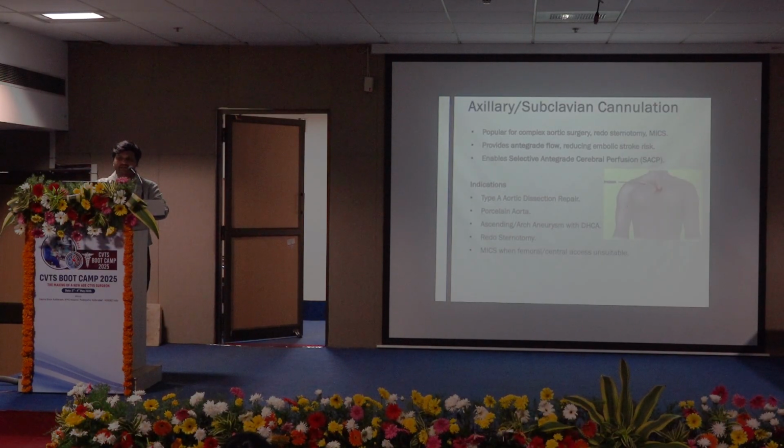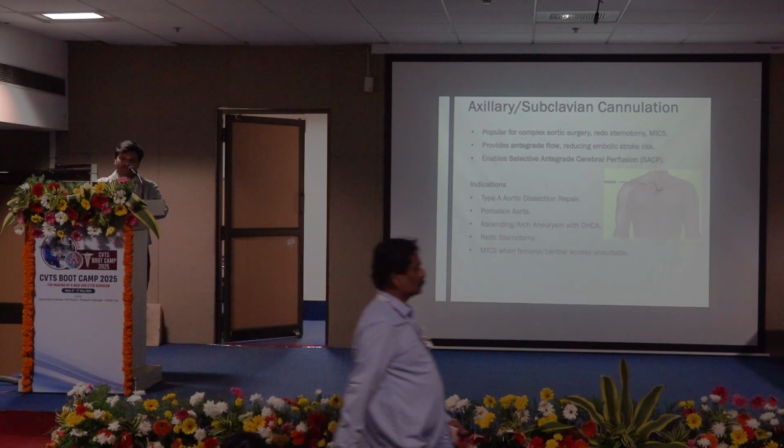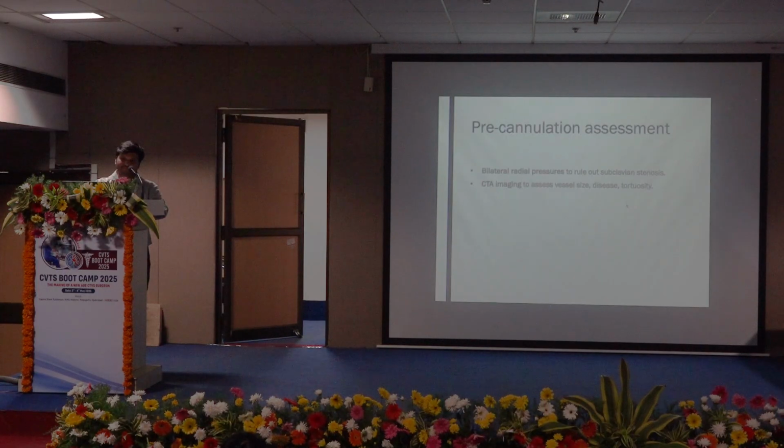Another peripheral cannulation is axillary or subclavian cannulation, popular for complex aortic surgeries, reduced sternotomies and minimally invasive surgeries, which provides antegrade flow, reducing embolic stroke risk, and enables selective antegrade cerebral perfusion. It is indicated in type A aortic dissection repair, porcelain aorta, ascending and arch aneurysm repairs, reduced sternotomies, and minimally invasive surgeries. Pre-cannulation assessment: bilateral radial pressures to rule out subclavian stenosis, and CT angio imaging to assess vessel size, disease and tortuosity.